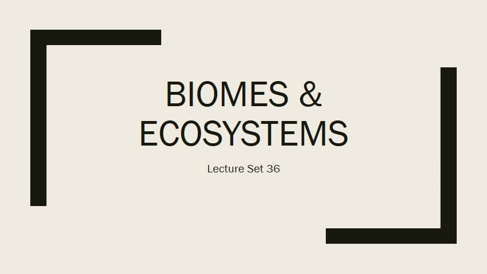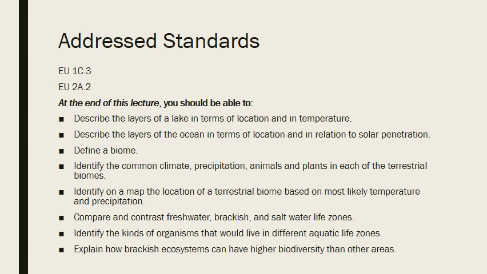Welcome to lecture set 36, where we will do a brief overview of the different biomes and ecosystems that are found on Earth. So your standards for this lecture set are 1C.3, which deals with the photosynthesis in the upper layers of aquatic life zones and how that supports life throughout the rest of the ecosystem. And 2A.2, that is talking about areas of similar climate across the world, are known as biomes. There are 7 terrestrial biomes and 3 aquatic ones.